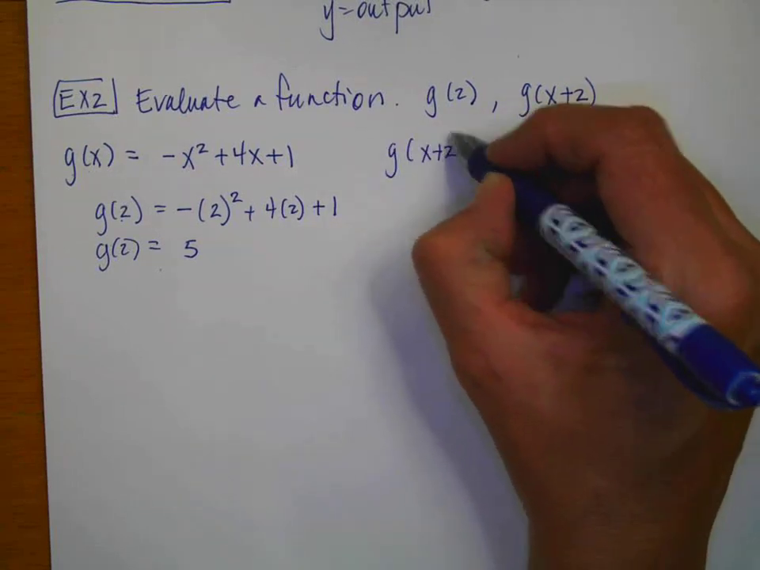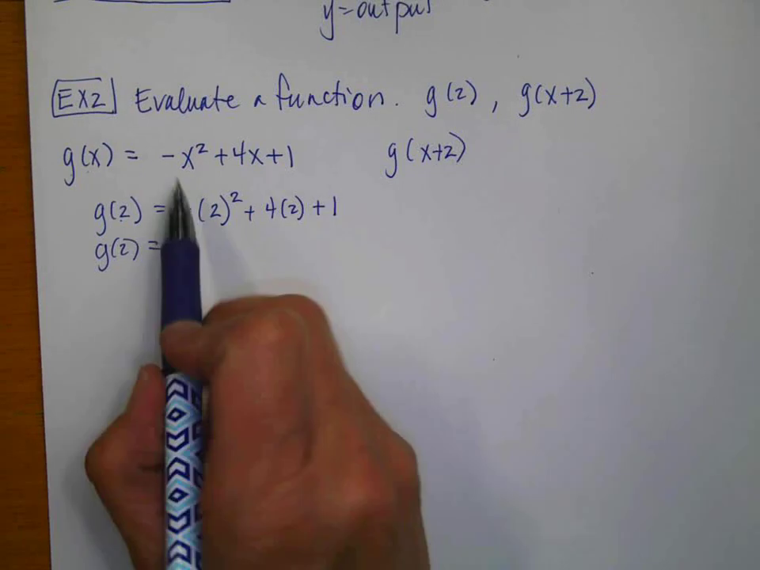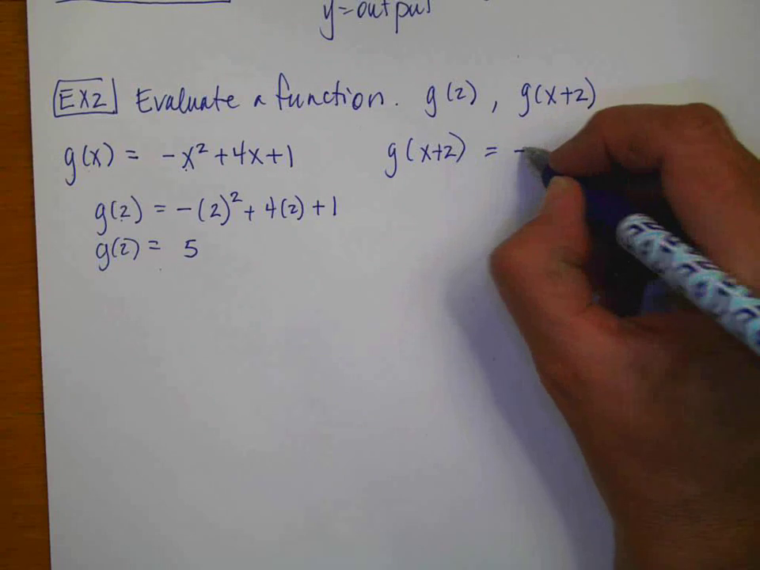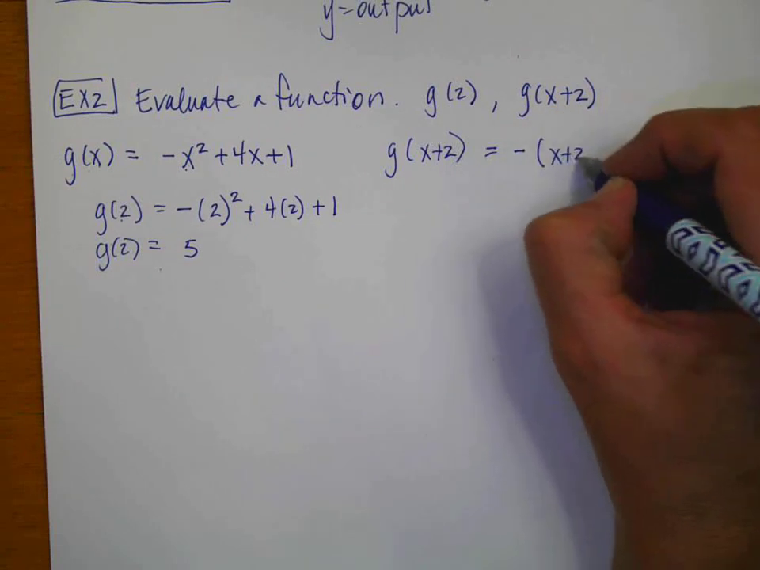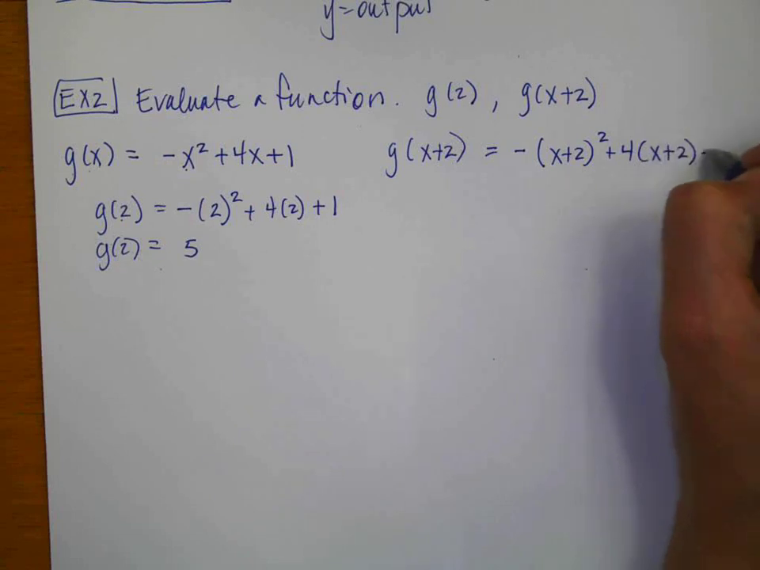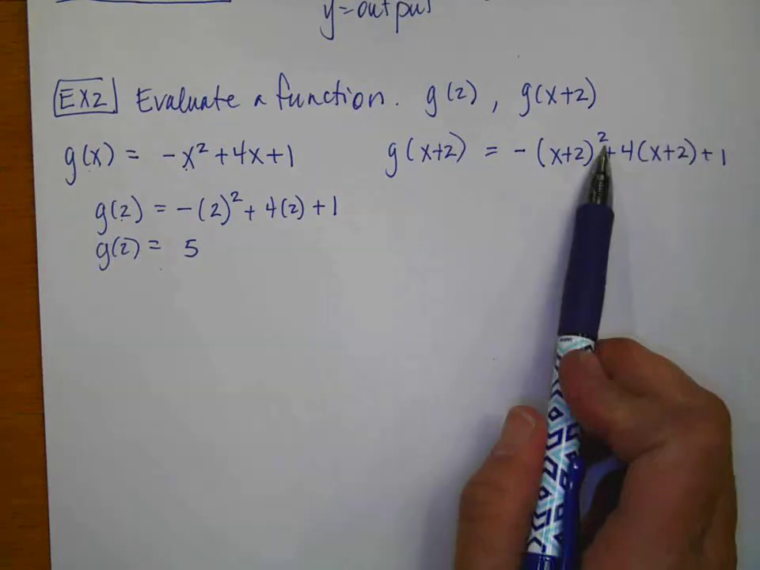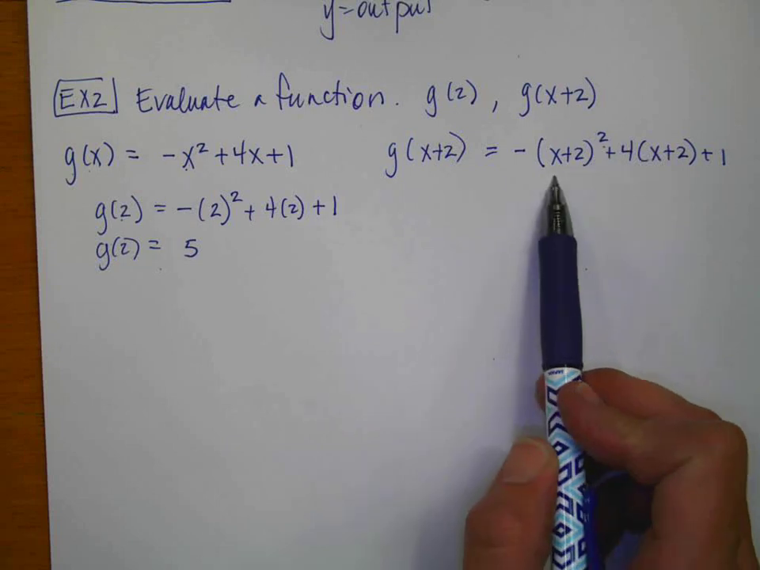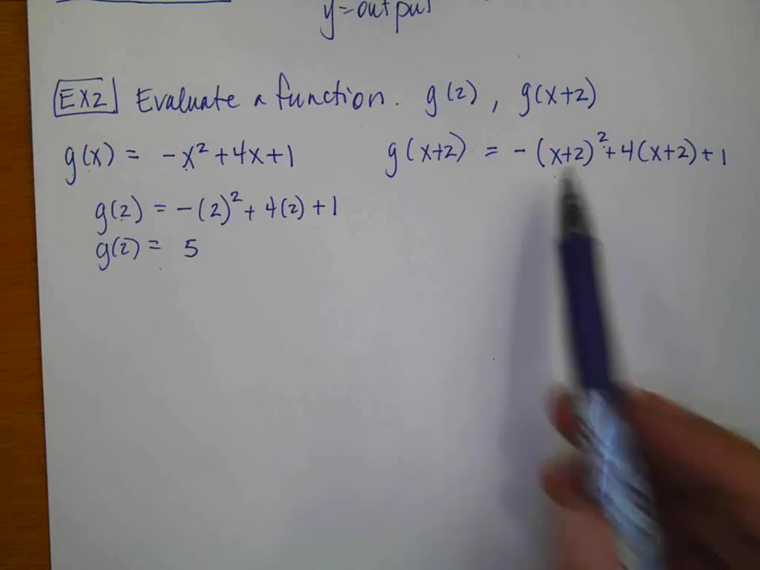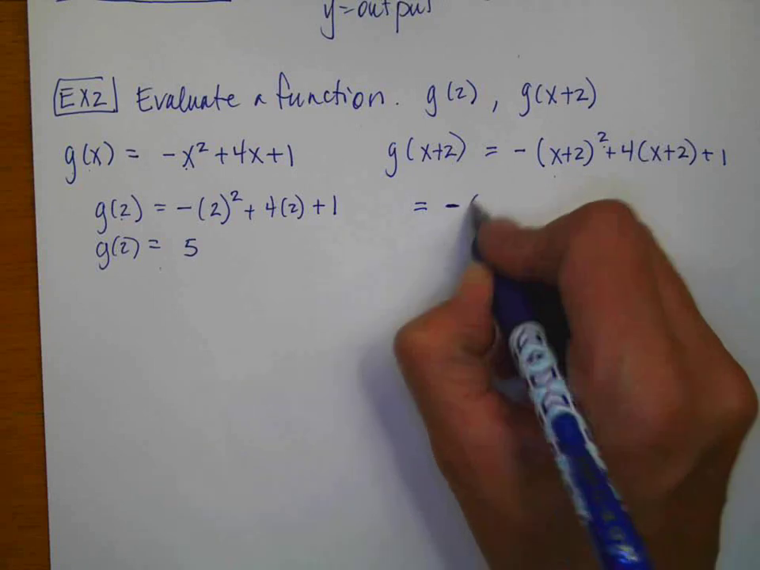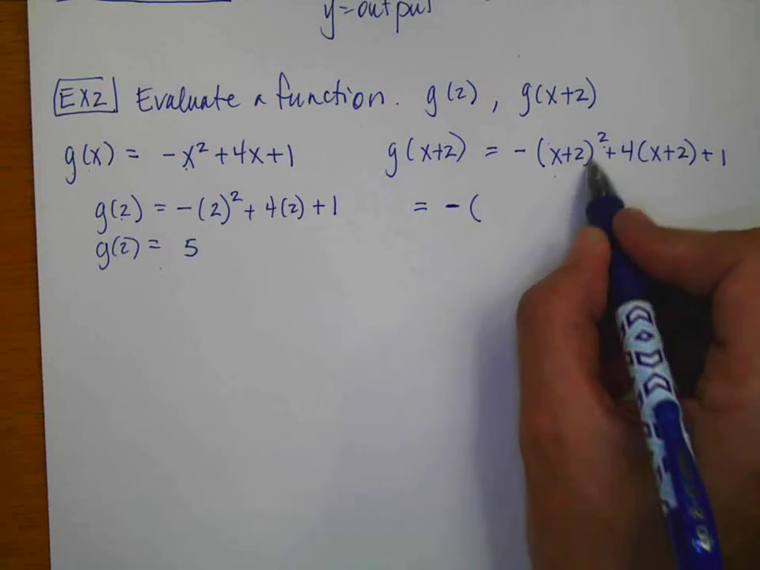If I want to evaluate g of x plus 2, this is now the input that goes into this equation everywhere there's an x. So this is going to equal negative (x plus 2) squared plus 4 times (x plus 2) plus 1. This is going to give me a quadratic because it's raised to the second power. I can't leave it like this because this is not standard form for a quadratic, so that means I have some math to do. So then I'm just going to move my equals over here. I'm going to leave the negative for right now.